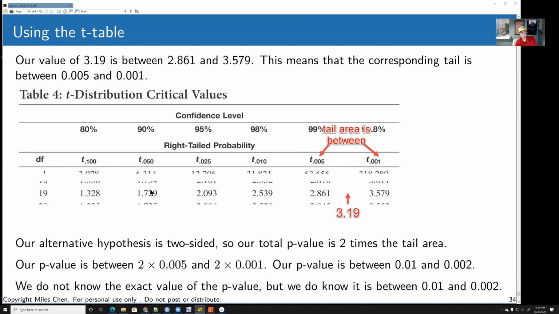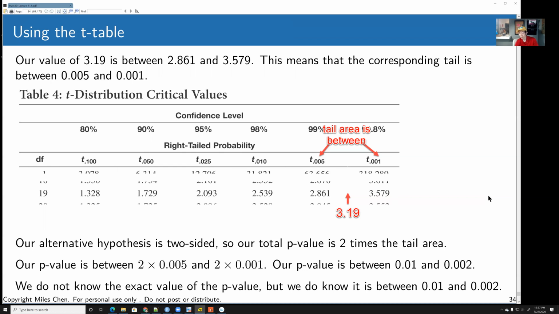My alternative hypothesis is two-sided, so the total p-value is going to be 2 times the tail area. So my p-value is between 2 times 0.005 and 2 times 0.001. So my p-value, whatever it is, is going to be between 0.01 and 0.002. I don't know what the exact p-value is, but we do know it's between 0.01 and 0.002.